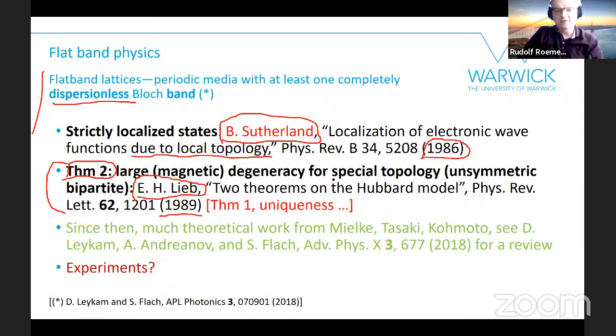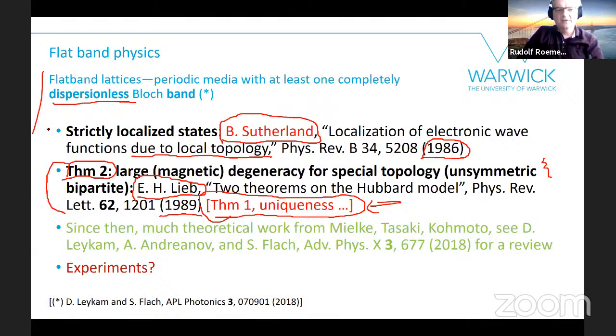That was a two-dimensional system he looked at. And the second theorem that he had, he also proved a certain uniqueness of the ground state in such systems. And I actually spent my diploma thesis on trying to generalize this theorem one, and again, avoiding totally that there's actually this underlying Lieb lattice that gave rise to this large magnetic degeneracy in that particular topology.